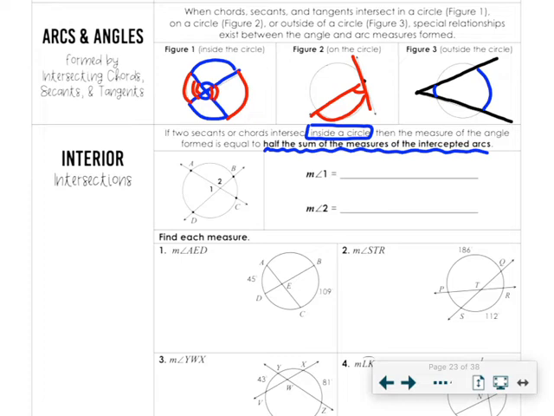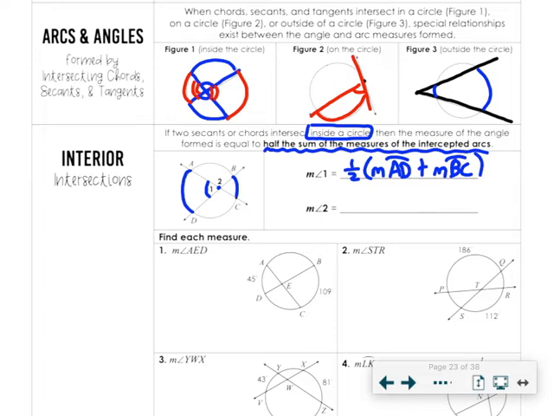Here are my two chords in this picture intersecting. They intersect inside the circle right there. They're hitting each other inside the circle. What that means is the measure of this angle right here, angle 1, which is the same as this vertical angle, is going to equal 1/2 of the two arcs that are formed by those. So it's half of this arc plus this arc: 1/2 of the measure of arc AD plus the measure of arc BC.